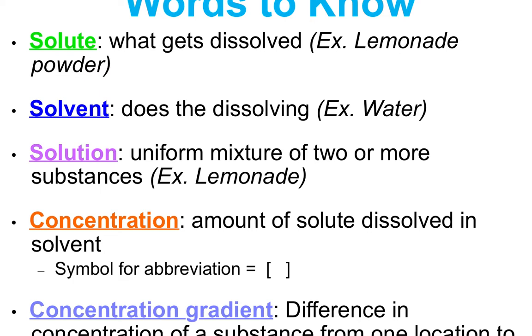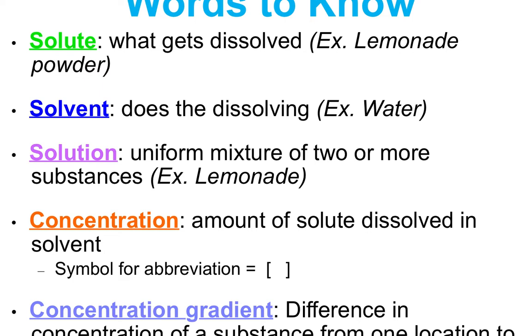Now, how much solute I put in gives me a concentration. So I can make the lemonade more tart, if I like, by putting more powder in. I can increase the concentration of solute in the solution. Usually this is abbreviated by brackets. A concentration amount will oftentimes have brackets around it. That's how you know they're talking about the concentration of something and not a numerical measurement of something else.